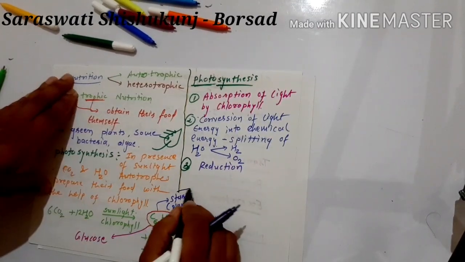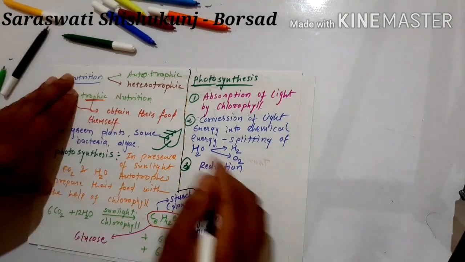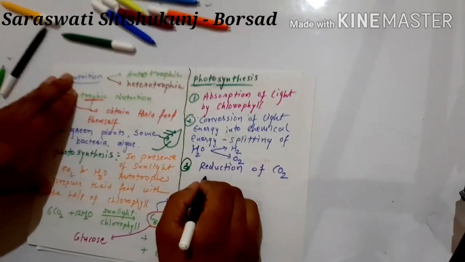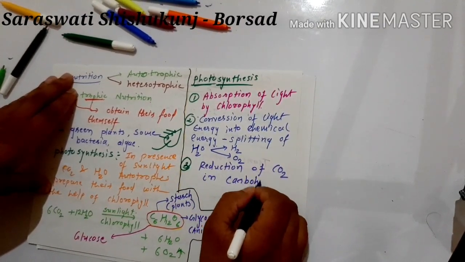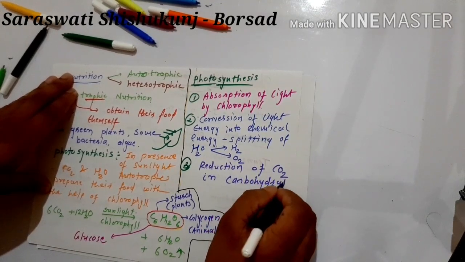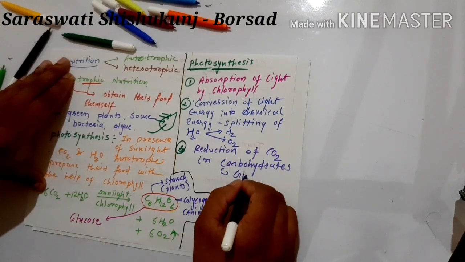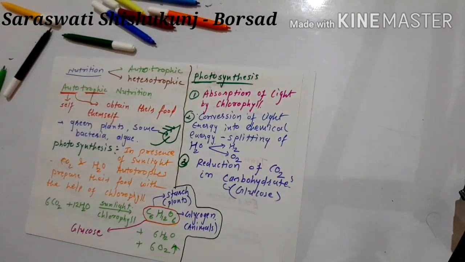In the third process of photosynthesis, we are going to get a reduction. So there will be reduction of carbon dioxide into carbohydrates. Carbohydrates, in the sense here, we can also call it glucose. Okay, so it's very simple, it's very easy.